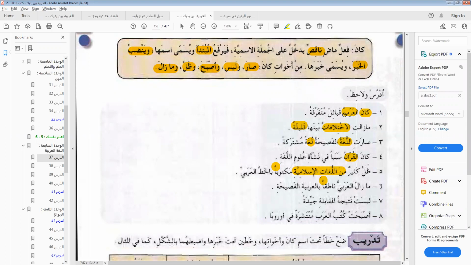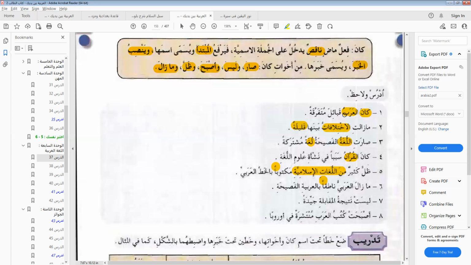So kana al-Arab, the Arabs were. It gives you the meaning of the Arabs were qabaila, tribes. كان العرب, the Arabs were قبائل, tribes. متفرقة, dispersed tribes. قبائل متفرقة. We saw that in the passage.